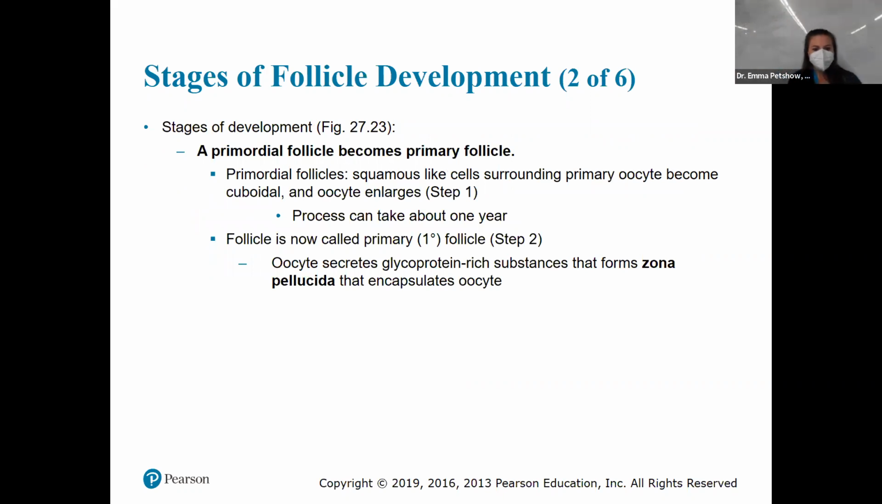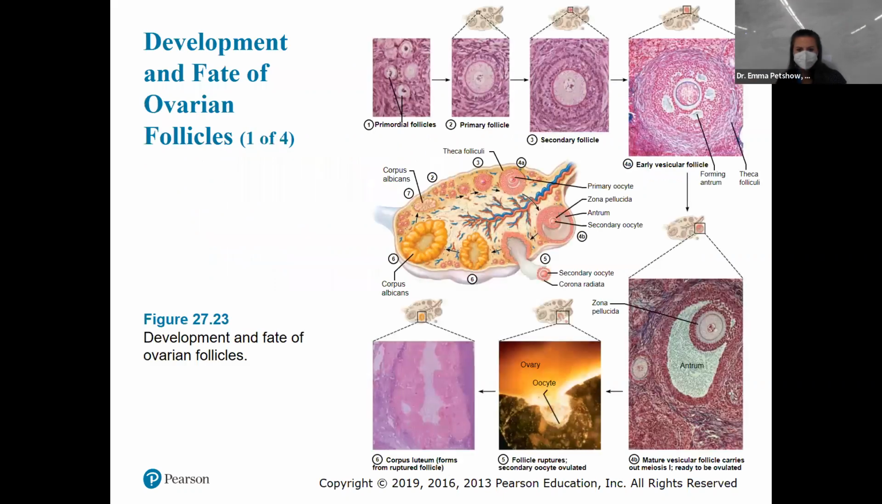So our primordial follicle will become a primary follicle. That process can take almost a year. I think knowing just this functional process is what matters, knowing that we got to get to that vesicular follicle to then be able to move down into our secondary stage of meiosis 2.